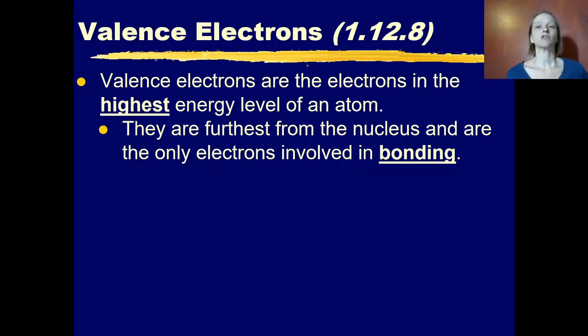These are the electrons that are furthest from the nucleus, so the nucleus has less of a hold on them because they're so far from the nucleus. And therefore, they are the only electrons that are involved in bonding.